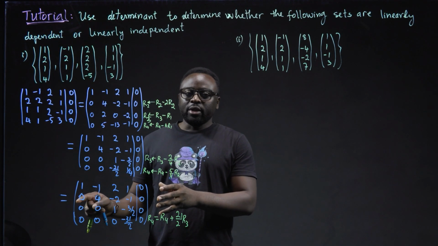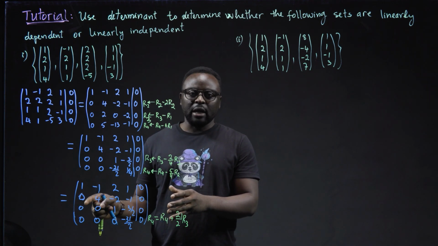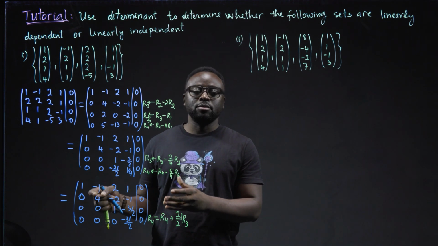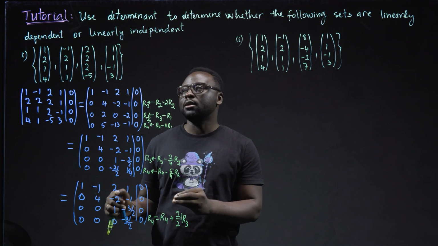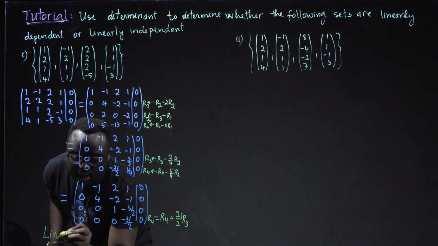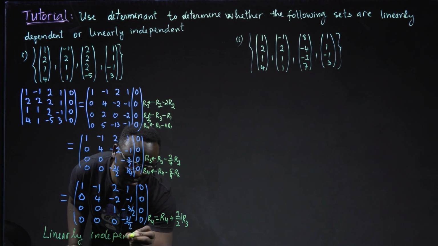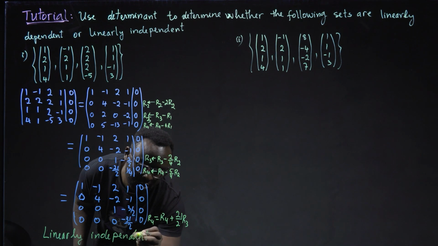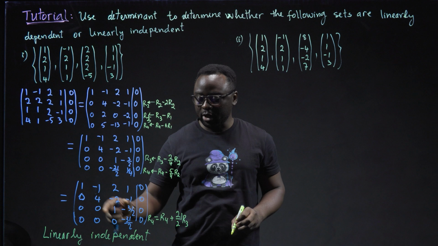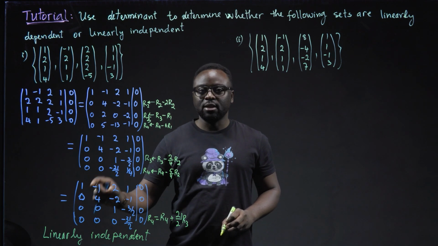So from here, we know that the system has exactly one solution. And as I also mentioned from the beginning, when the system has exactly one solution, it means the set is linearly independent. So this set, by conclusion, is linearly independent. This stage is enough to make a conclusion, because everyone can see from here that this set has exactly one solution. Conclusion: the set is linearly independent.